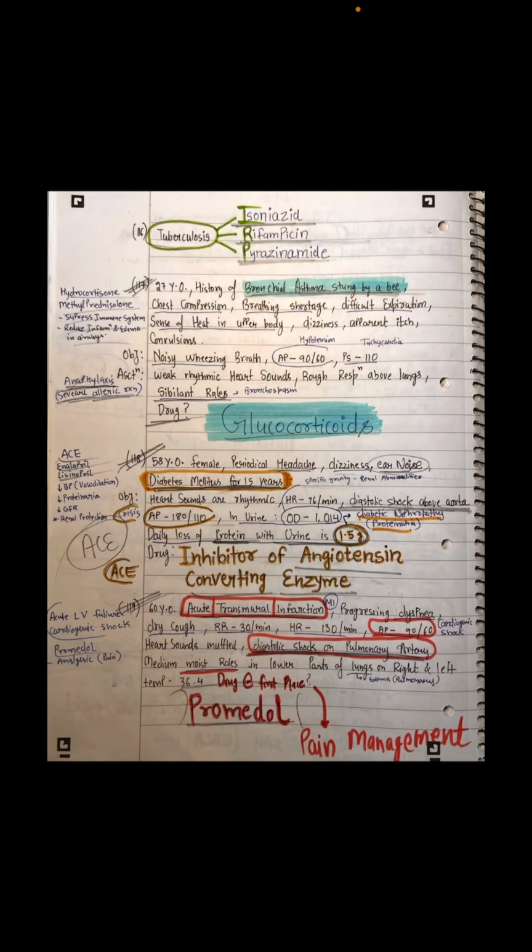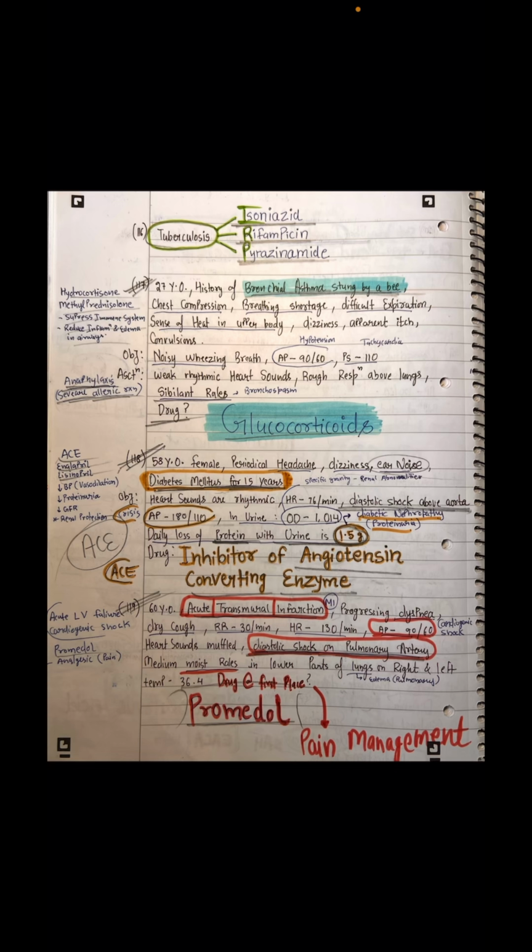Next patient is having diabetes mellitus for 15 years. Objectively heard sounds are this and this. Diastolic shock over the aorta. Arterial pressure is severely high, enough to mark the crisis. In urine, this and this findings. Daily loss of protein with urine is 1.5. Sir, this is the case of hypertensive crisis in the patient with diabetes mellitus.